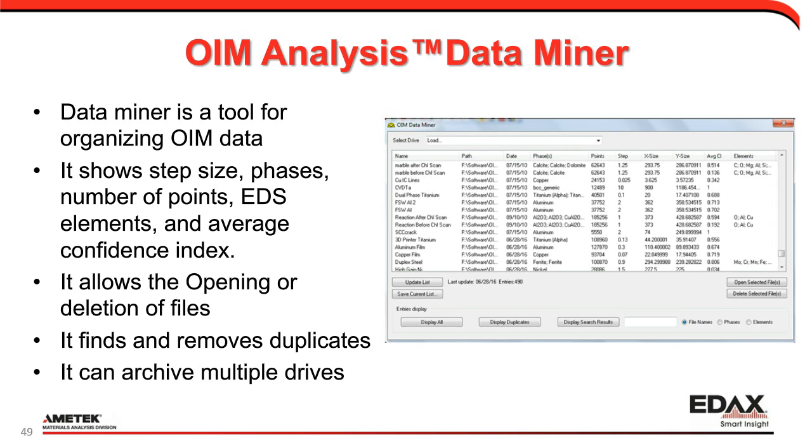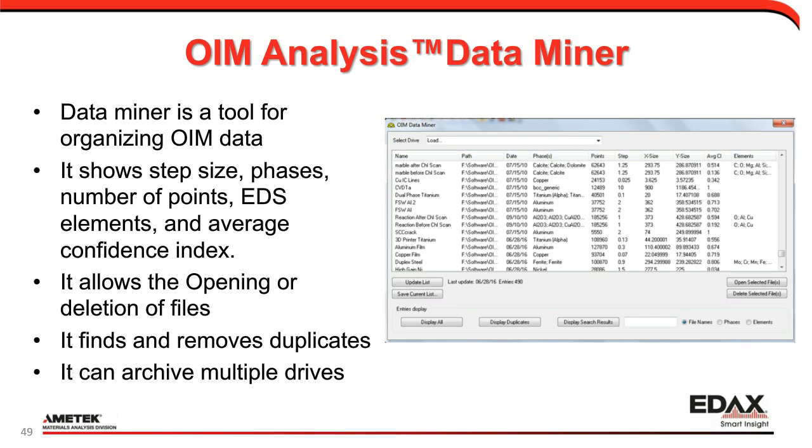You can go in here to open the files, you can delete the files, you can find duplicates, and you can archive multiple drives. So if you're going back and saying, hey, I want to go find that steel sample I looked at, it's pretty easy to go in and find this within OIM Analysis and start working on it. If you work in a lab that has lots of different materials coming through or lots of different samples, it may be a tool that's useful.